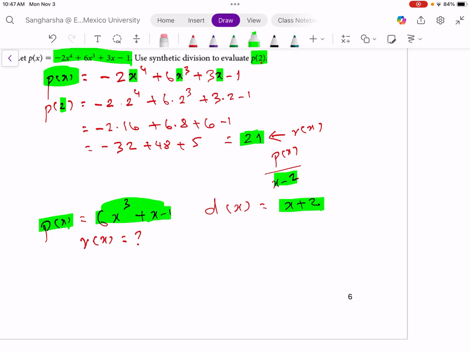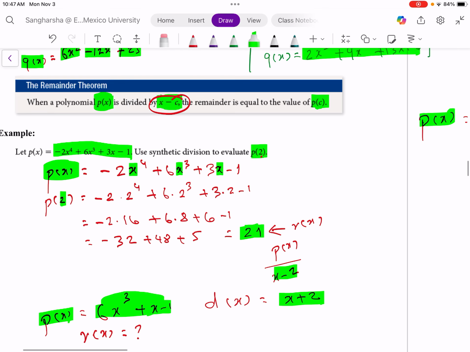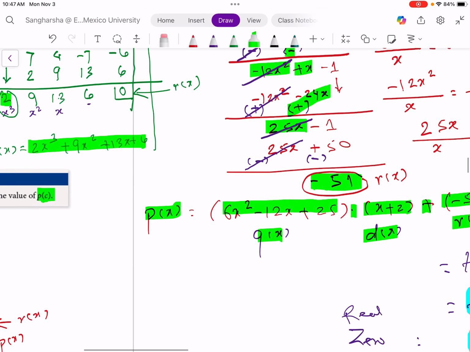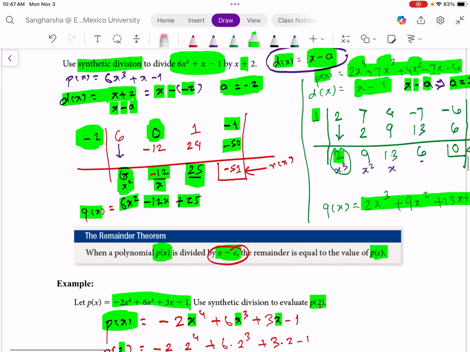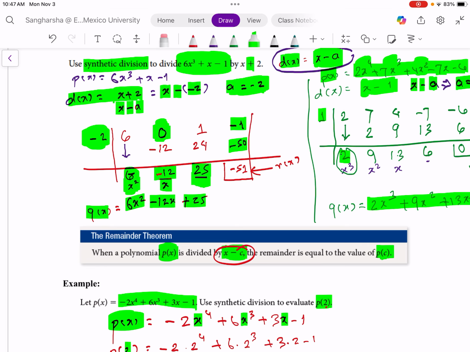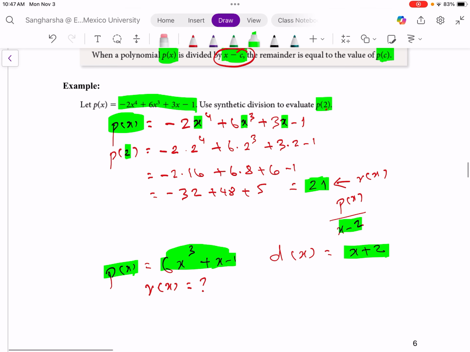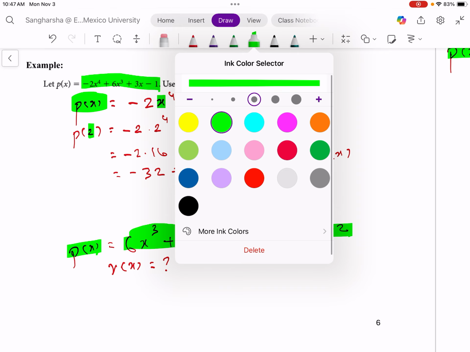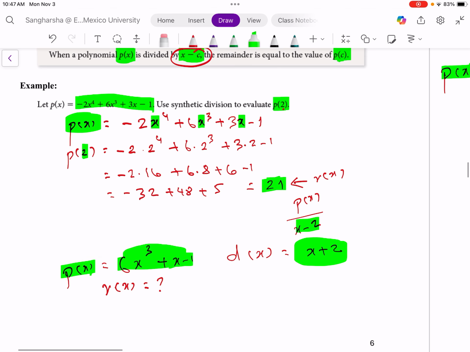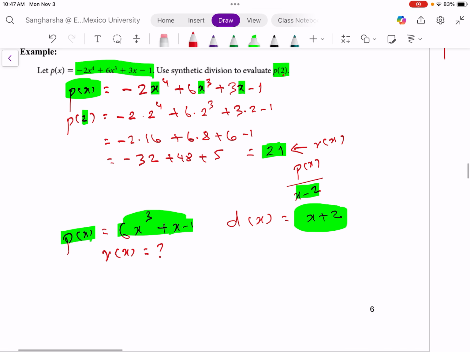So we can use long division, right? So we did use long division. We had 51. We can use synthetic division. We have also negative 51. Now instead of that, if you are simply asked to find a remainder, and if your divisor is in x minus c form, both of them are linear. So for x we have x, for c what do we have? What is the value of c? c will be negative 2.